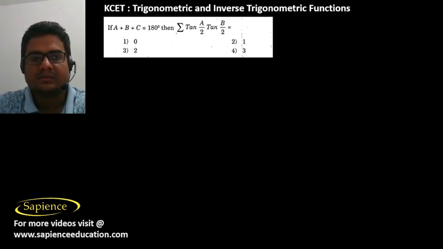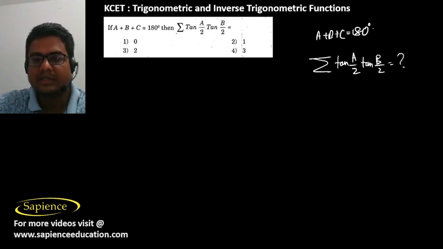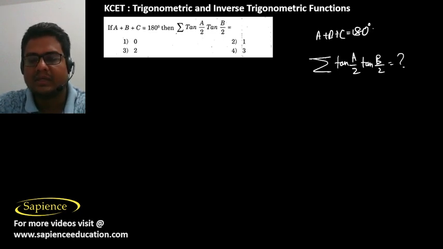So here it is told that the angles A plus B plus C is 180 degree, and we have to find the summation of tan A by 2 tan B by 2. So summation tan A by 2 tan B by 2 means tan A by 2 into tan B by 2 plus tan C by 2 tan B by 2 plus tan C by 2 tan A by 2.